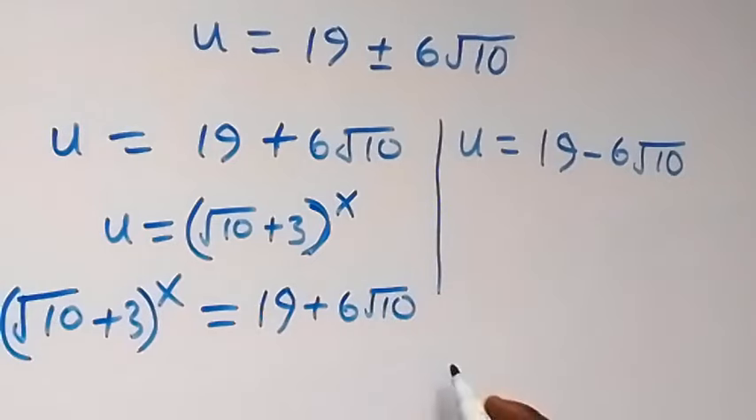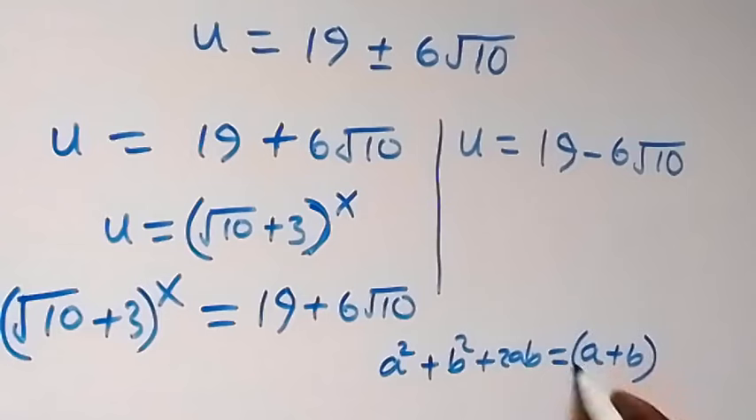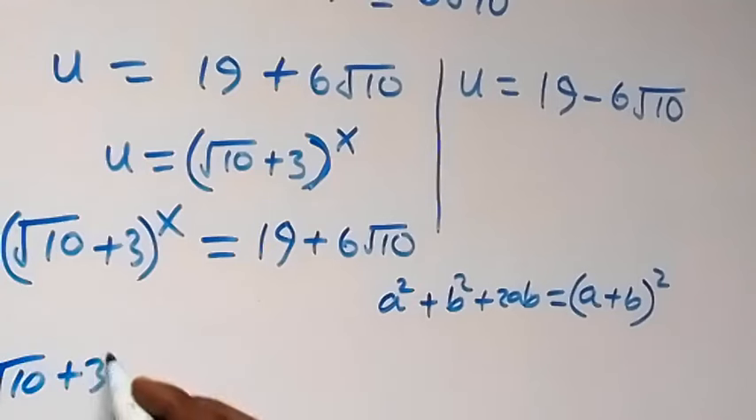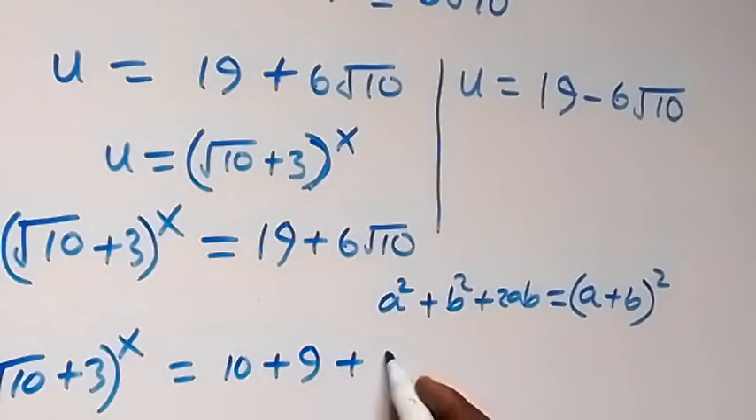Then let's recall that a square plus b square plus 2ab can simply be written as a plus b all square. Let's write this side in this format. We have root 10 plus 3 all raised to power x now equals, here we can write 19 as 10 plus 9, then plus, we can write this as 2 times 3 times root 10.